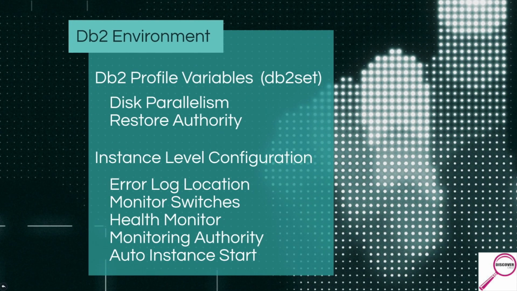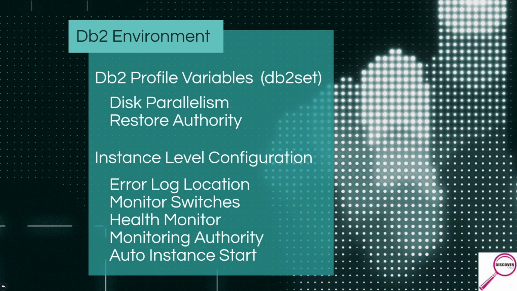There are really two things that I attack here, and again, this is the 40,000 foot view at the DB2 or instance level. I play with the db2set command to set various levels of parallelism when I'm working with disks, and I set various authorities to make redirected restores easier. At the instance level, I will go in and play with my error log location so I don't run the risk of filling up a file system that's critical. I turn on various switches to gather information when I need to analyze data later.